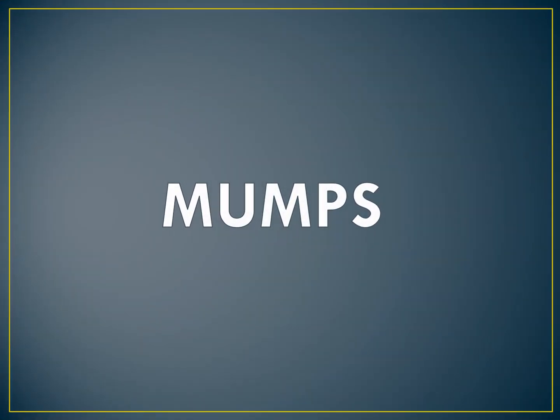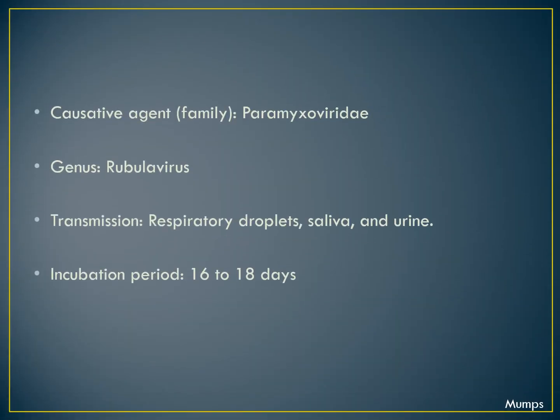So first of all, mumps. The causative agent or family of mumps is Paramyxoviridae. The genus of mumps is Rubella virus, and the transmission of mumps is usually through respiratory droplets, saliva, and also urine. And the incubation of mumps is usually around 16 to 18 days, which is around 2 to 3 weeks.